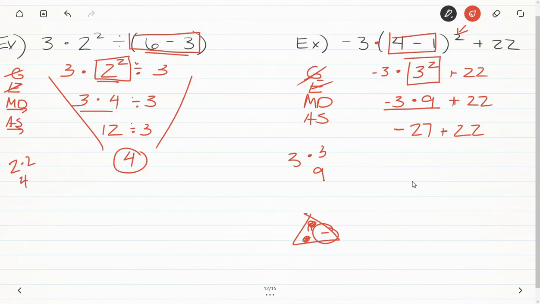Now, here's where things get complicated. I have a -27 and a positive 22. I have more negatives than I do positives. It's going to end up canceling, and I'm left with a -5 for that one.